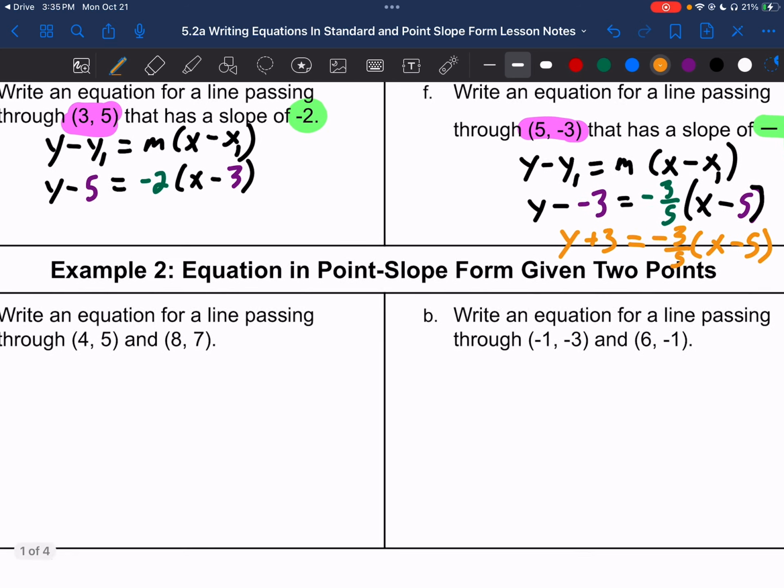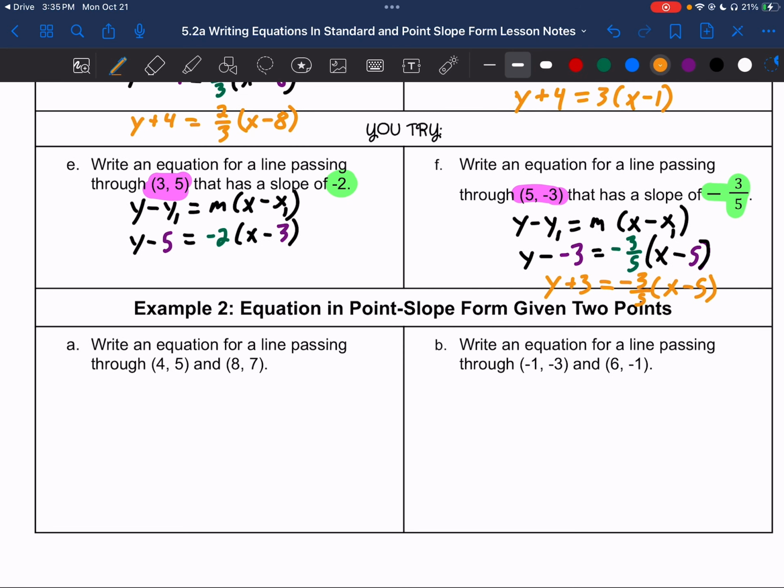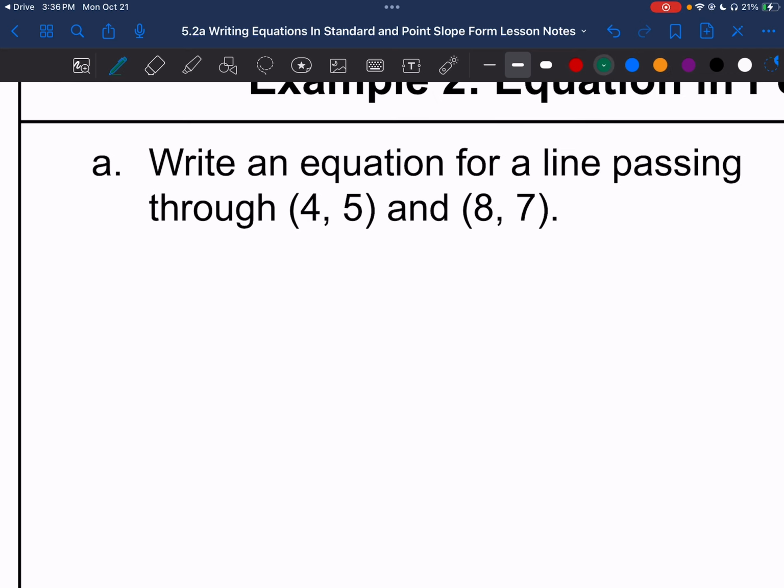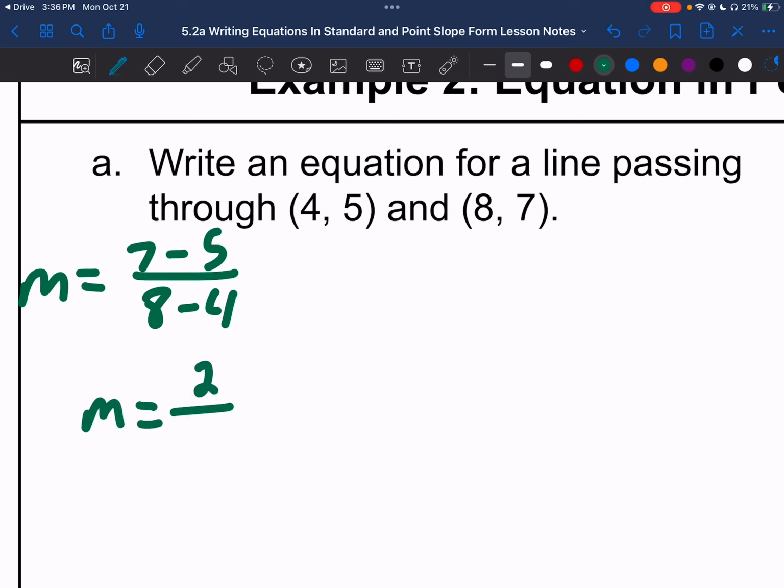Now, for example 2 here, we are given 2 ordered pairs instead of being given a slope, and we're going to write it in point-slope form. So now we need to go ahead and first find our slope. We're going to calculate that first. So we have slope is equal to 7 minus 5 over 8 minus 4. And 7 minus 5 is 2. 8 minus 4 is 4. And that's going to simplify to 1/2.